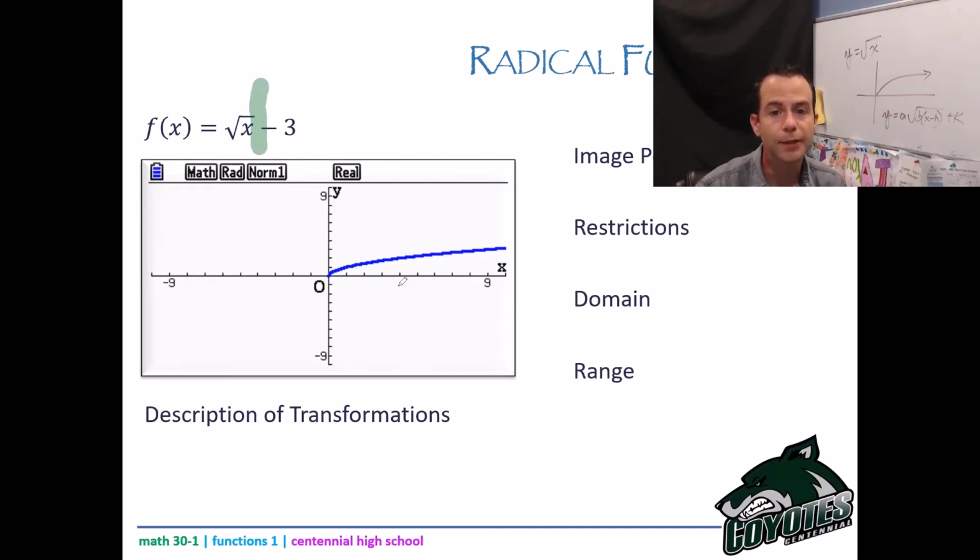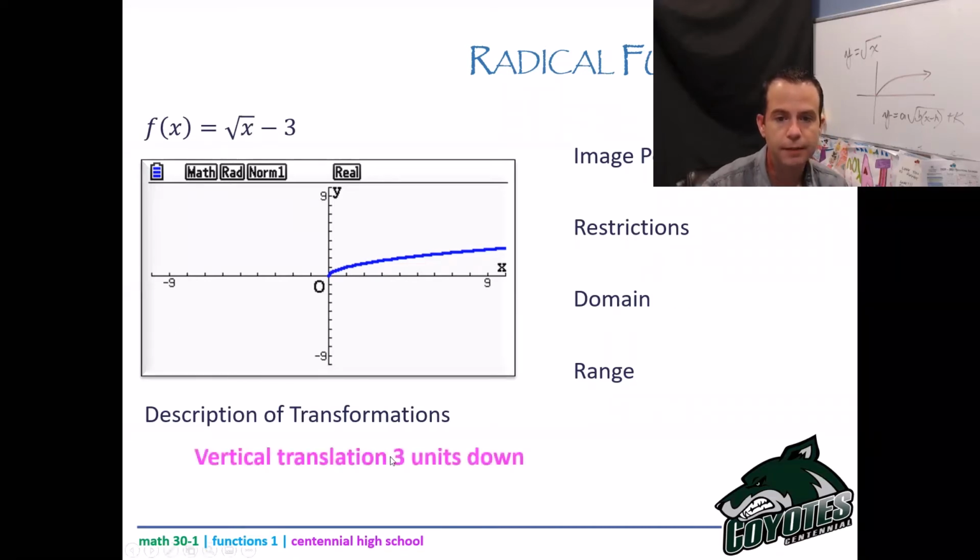Okay, so what am I doing here? That's a vertical translation, 3 units down. Sorry, I have no mouse, just a sec. Vertical translation, 3 units down. The image point then would be x, y maps to x, y minus 3.